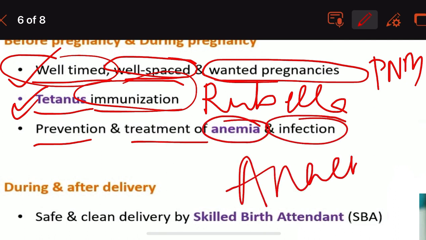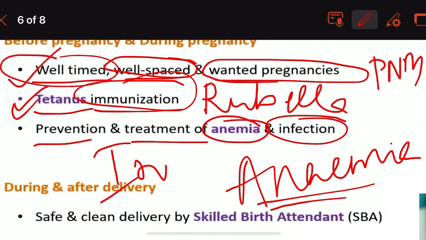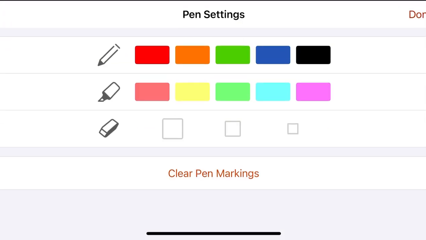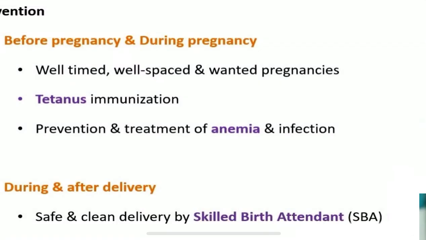So we saw in the antenatal causes, anemia was one of the causes. So we have to detect anemia and treat the mother by providing iron and folic acid tablets. And if there is infection, you have to diagnose and treat the infections. So tetanus, rubella immunization has to be done. And also if there is HIV, we have to prevent the transmission from mother to child. The mother should be well nourished.